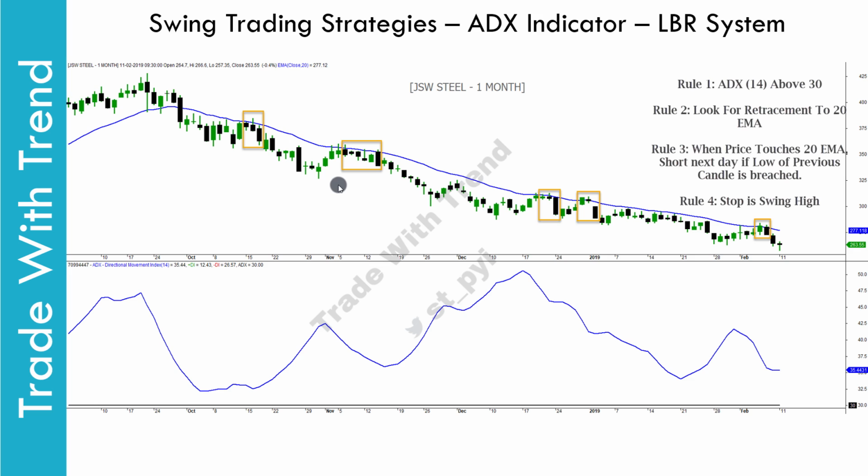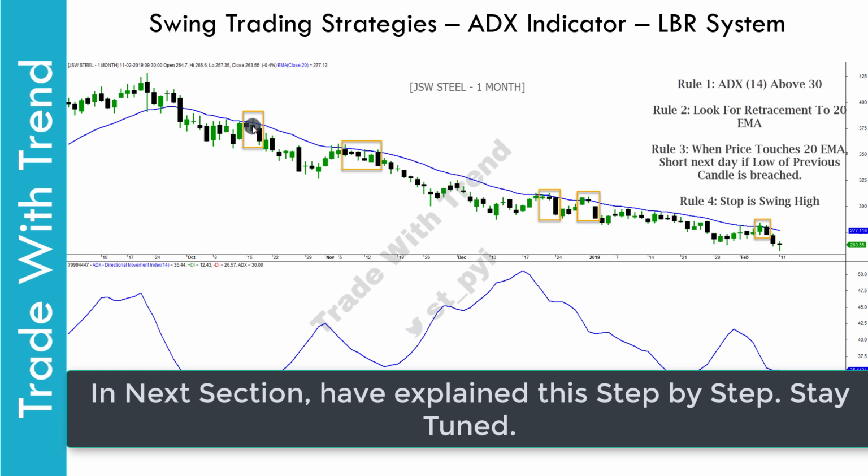So this is the exact same setup on the short side of the market. Now the rules for this trading strategy as a short selling strategy are as follows. Rule number 1, ADX 14 has to be above 30. Rule number 2, when price is below the 20 exponential moving average, wait for a retracement to happen till the 20 exponential moving average. Rule number 3, when price touches the 20 exponential moving average, short sell next day or in a subsequent session if the low of the candle that touches the 20 EMA is crossed on the downside.